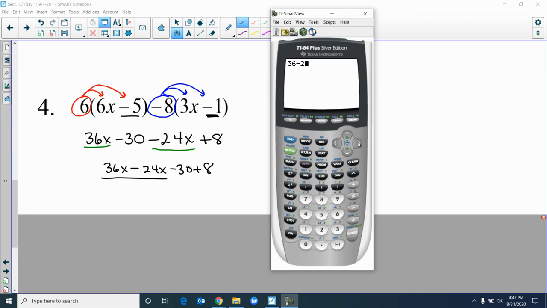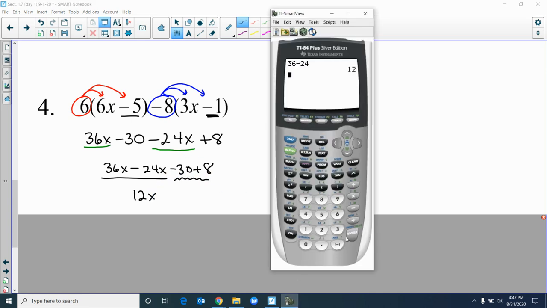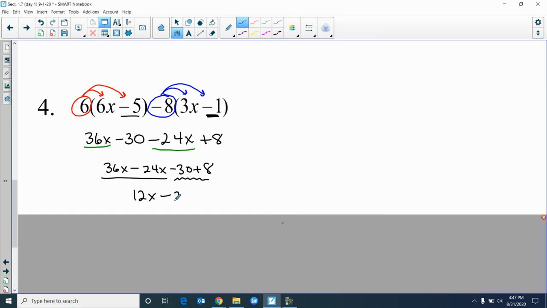So now I have 36 minus 24. You can't put the x in your calculator, but just make it 12x. Now you have to treat this as -30 plus 8. Okay, that's a negative and a positive. You actually subtract the two numbers and take the sign of the larger one. The negative will become our minus sign.